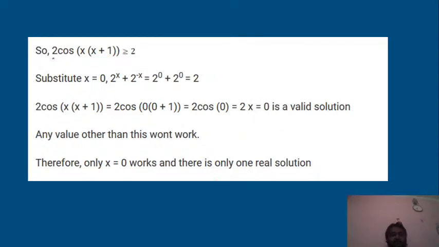So now I put this value, that is 2 to the power cos of x into x plus 1 is greater than or equal to 2. So now I substitute, out of my instinct, x is equal to 0. So I just put 2 to the power cos of x into x plus 1 is 2 to the power cos of 0 into 0 plus 1. This becomes 2 into cos of 0 and 2x is equal to 0, which is a valid solution. Now guys, you would have said that आपने 0 ही क्यों लिया, because see, यहाँ पे x into x plus 1 है, so that I get it as x into x plus 1.